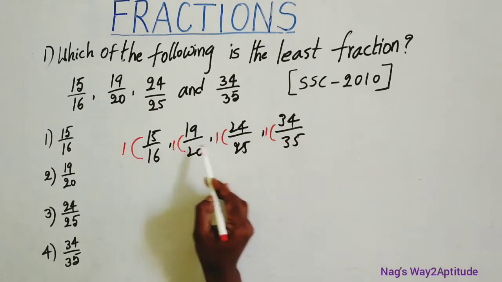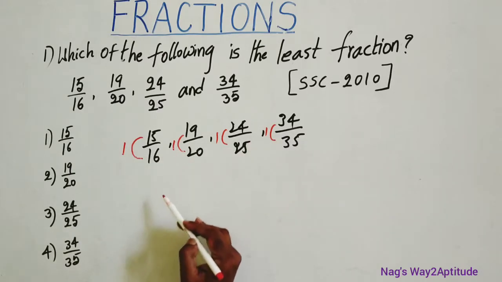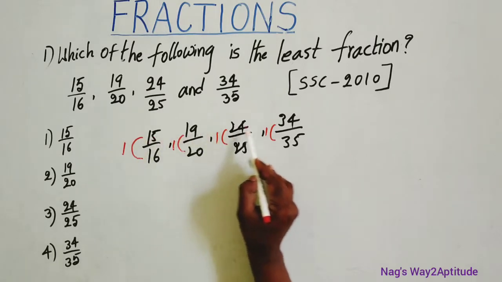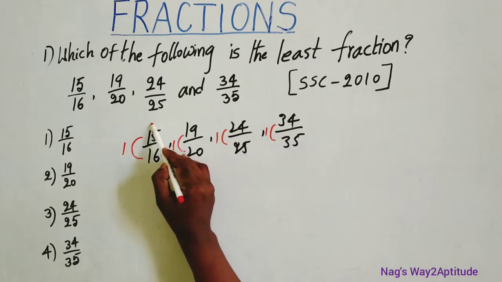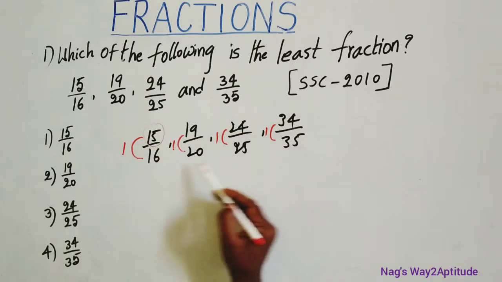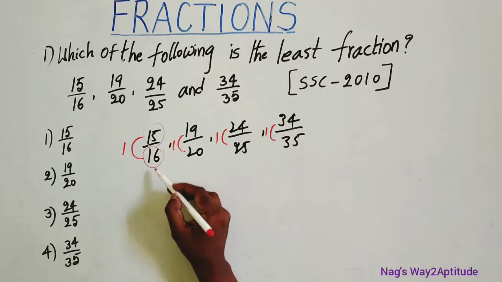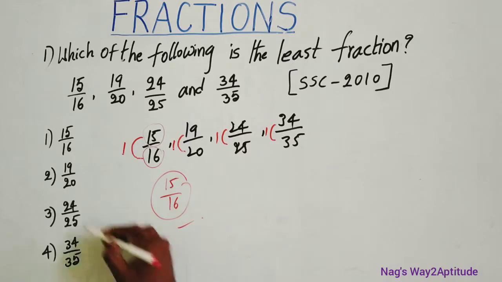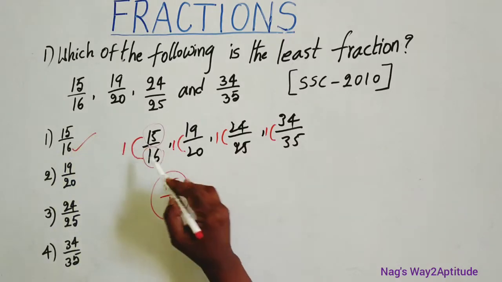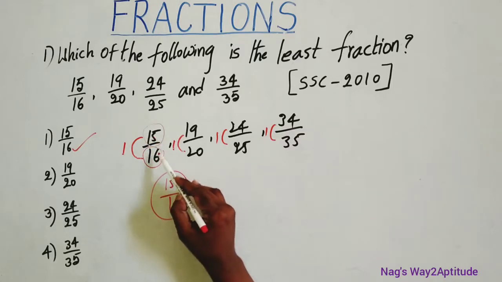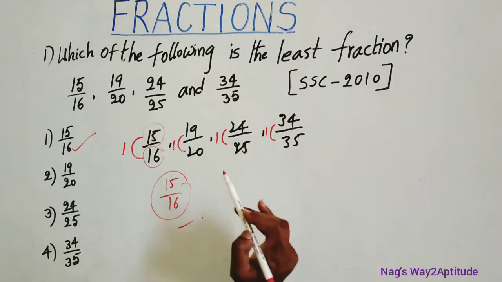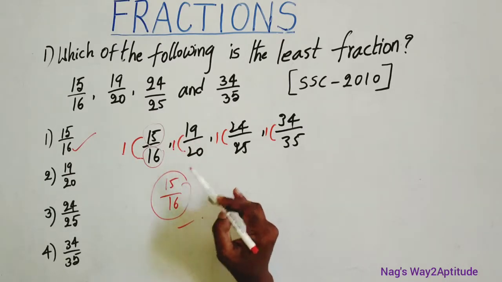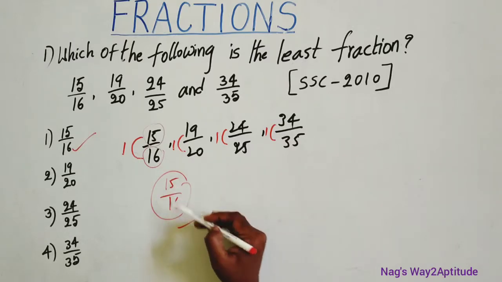So here the difference is the same in all the fractions. Therefore, we look for the fraction with the smallest numerator and smallest denominator. Here you observe all the numerators. Among all these numerators, 15 is the smallest. And among all the denominators, 16 is the smallest. Therefore, finally, 15 by 16 is the smallest and least fraction. Therefore, the answer is 15 by 16. If the difference between the numerator and denominator in all the cases is the same, remember, then the fraction with the smallest numerator and smallest denominator will be the smallest fraction. So, the answer is 15 by 16.